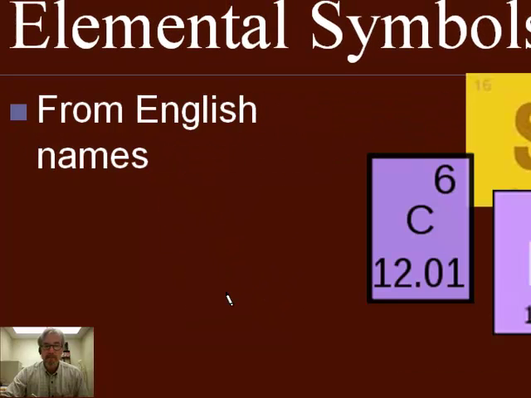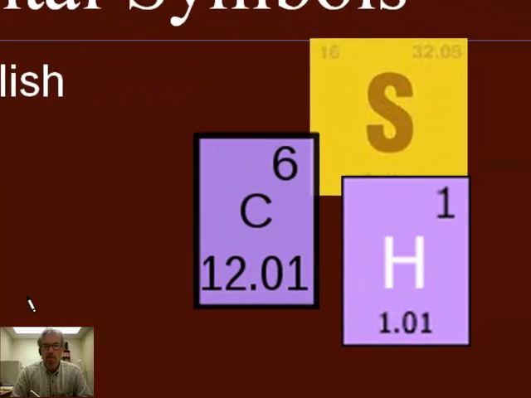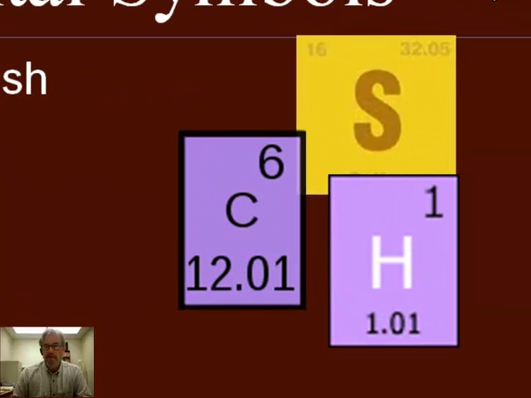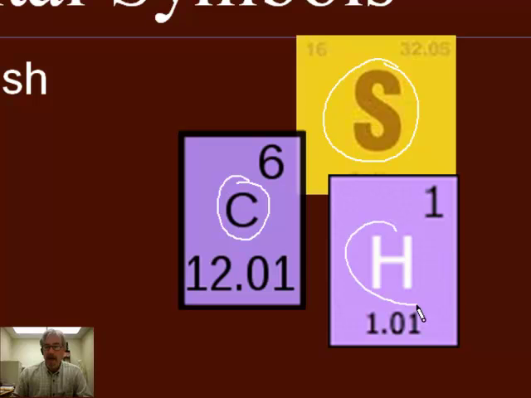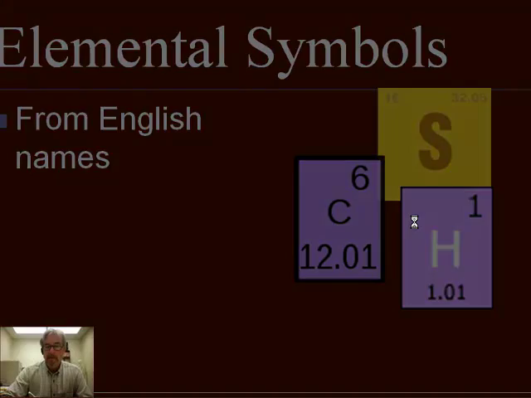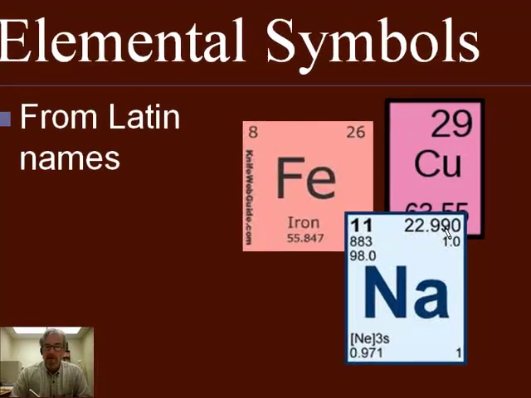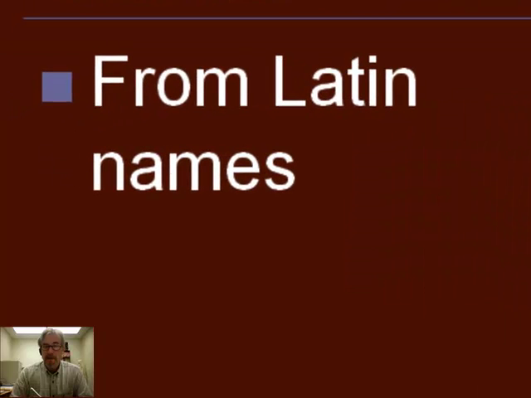The elemental symbols that you'll find on the periodic table come from 3 primary sources. One is English names, and I've got 3 examples over here. S is an abbreviation for sulfur, C is an abbreviation for carbon, H is an abbreviation for hydrogen, and a lot of the periodic table symbols come from English names. Some of them, if you're looking for an English name, you won't find it. It won't make any sense. And in many cases, that's because they come from Latin names, abbreviations for the Latin names for those elements.